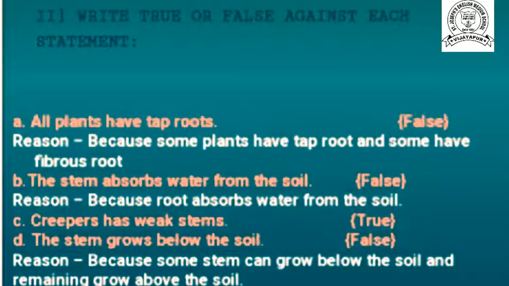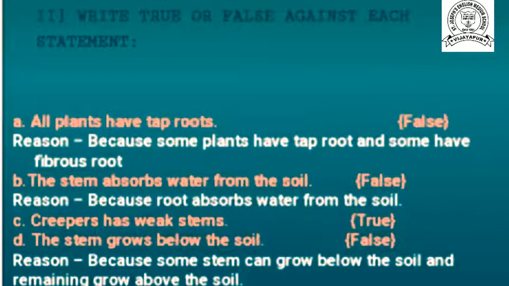That is question number 2. Write true or false against each statement. First one, all plants have tap roots. This statement is false because some plants have tap roots and some have fibrous roots. Children, do you remember? I told you tap roots are like carrot and radish, and some roots are fibrous roots, for example rice, onion and grass. So all plants do not have tap roots. Some have tap roots and some have fibrous roots.